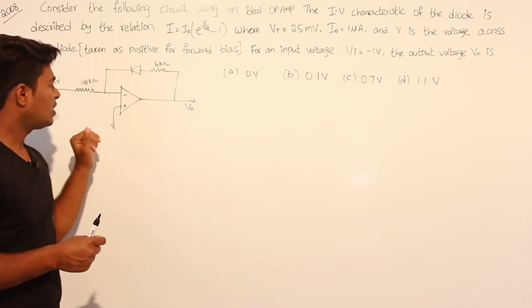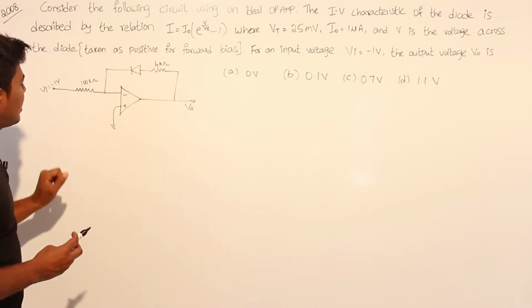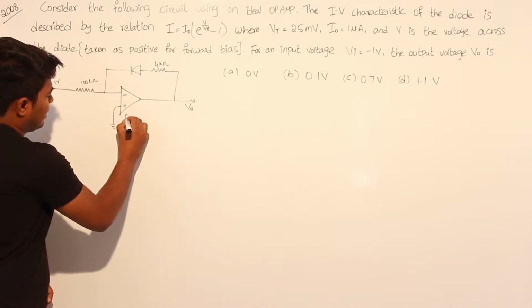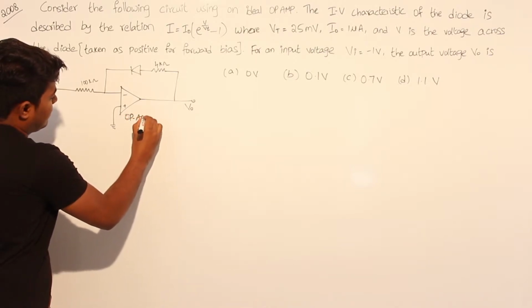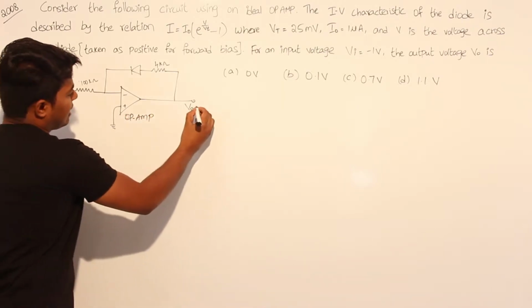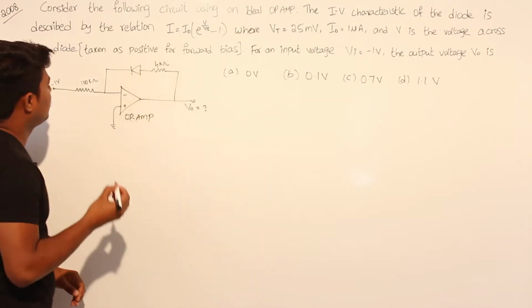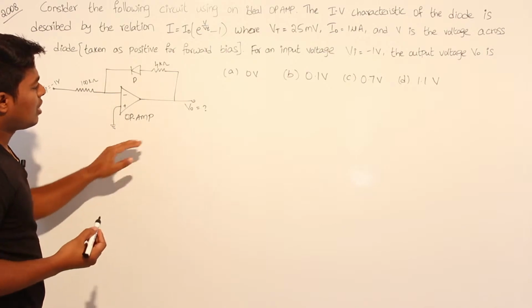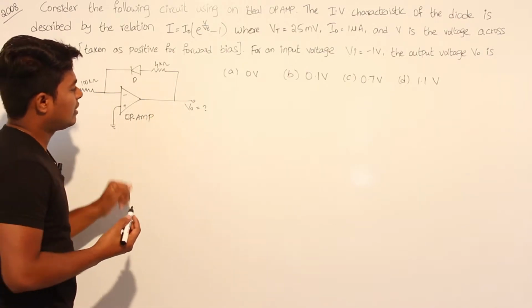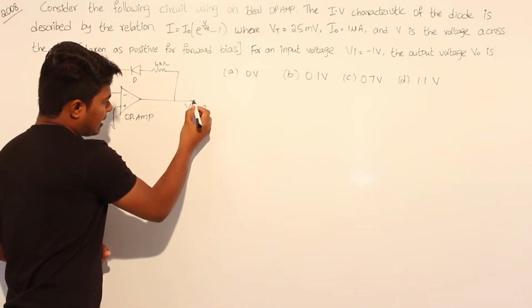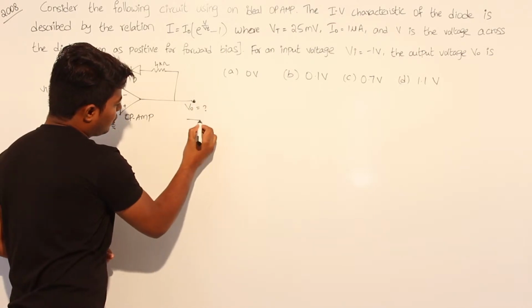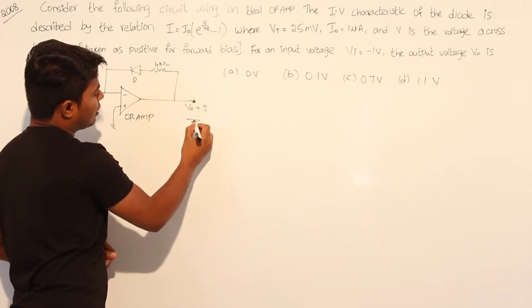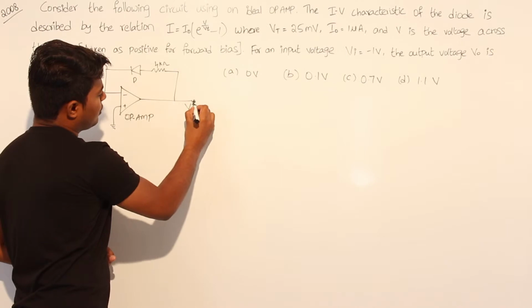Now, if you observe this diagram, this is the op amp given. This is the diode D. Now we need to calculate the value of V0. V0 can be calculated from this point to ground.